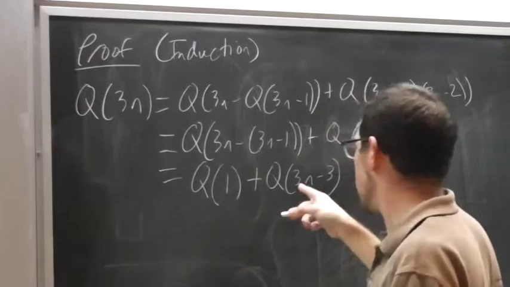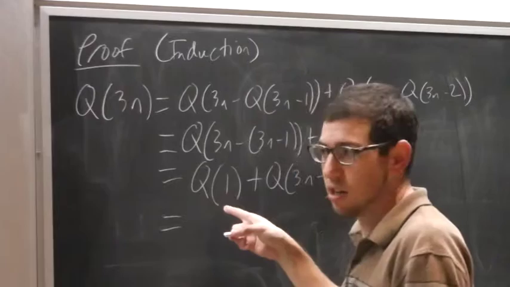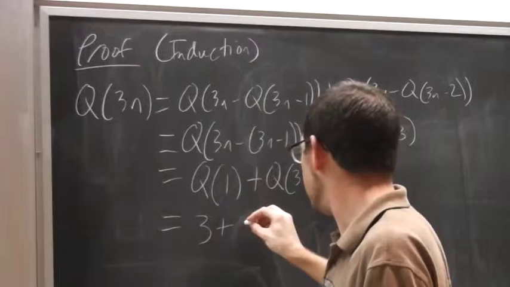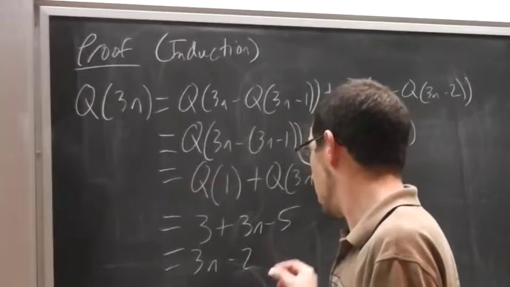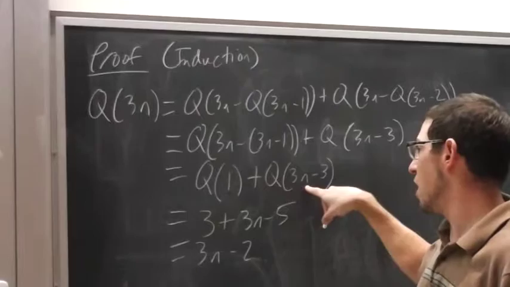So notice that 3n minus 3 is in the same congruence class as 3n. It's just one term before it in there. So instead of 3n minus 2, it'll be 3n minus 5. And then Q of 1 is an absolute constant. Q of 1 is 3. So this is 3 plus 3n minus 5, and that's 3n minus 2. And then the other two cases are similar to that, where if you plug in a linear guy, it'll cancel the thing out, and you just get an absolute constant here. And if you plug in a constant guy, you get something previous in the sequence.